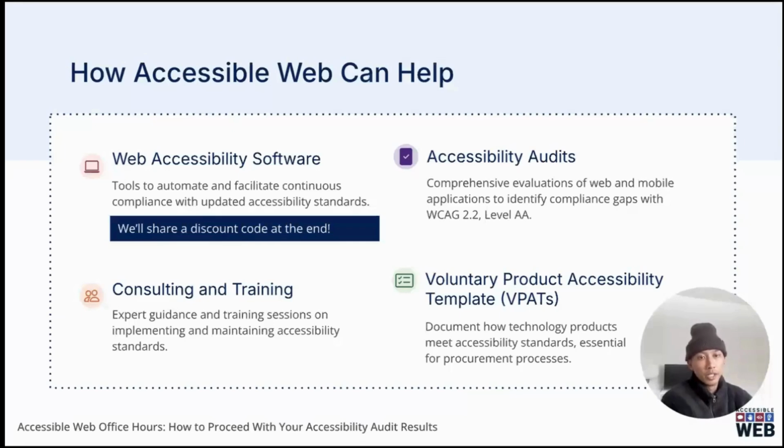We offer accessibility audits for web and mobile applications, where we perform a comprehensive audit for you and share the results with you through RAMP. So if that's something you're interested in, that is a service we offer. Additionally, we provide voluntary product accessibility templates, or VPATs, which is a formal report that outlines how a product or service complies with accessibility standards.